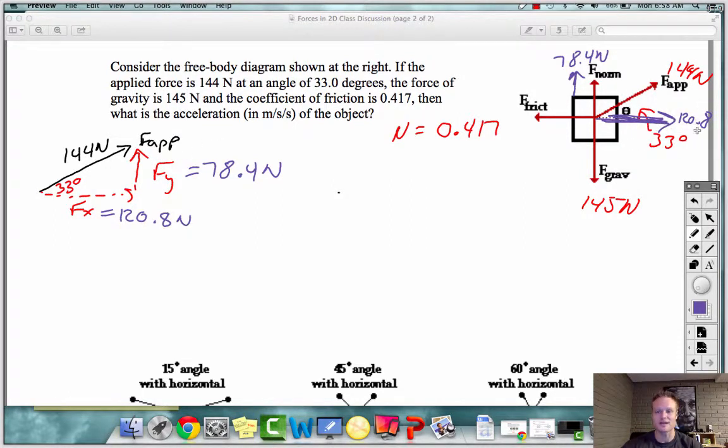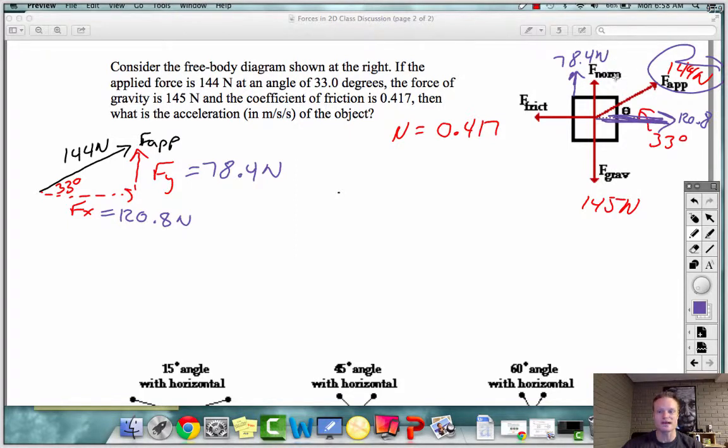I'm sorry this is so sloppy, but as of right now, we can ignore this F applied right here, because we already broke it into components. We know that in the horizontal direction going to the right, we have a force of 120.8 newtons, and in the vertical direction, we have a force of 78.4 newtons, plus whatever F norm is.